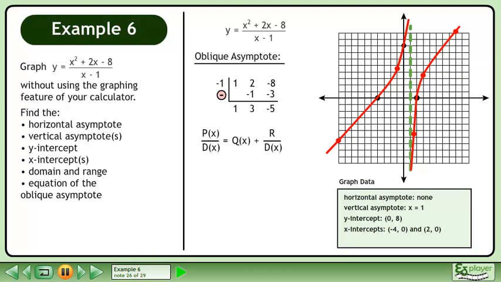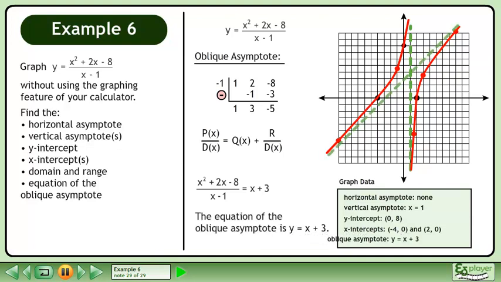Now express the division using p of x over d of x equals q of x plus r over d of x. We get (x squared plus 2x minus 8) over (x minus 1) equals x plus 3 minus 5 over (x minus 1). We can ignore the remainder term. The equation of the oblique asymptote is y equals x plus 3.